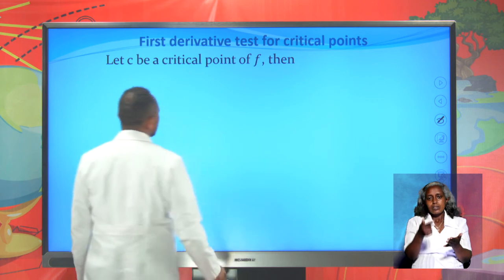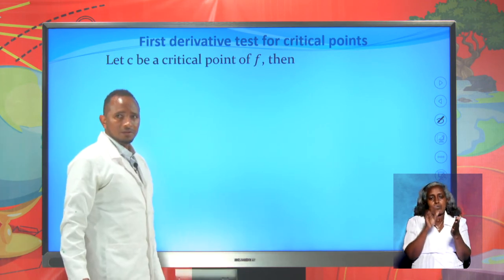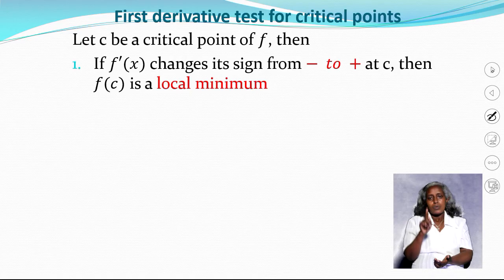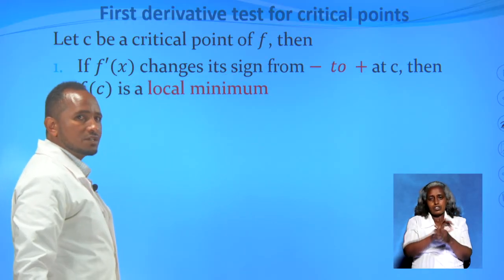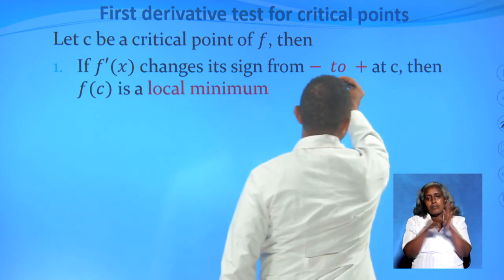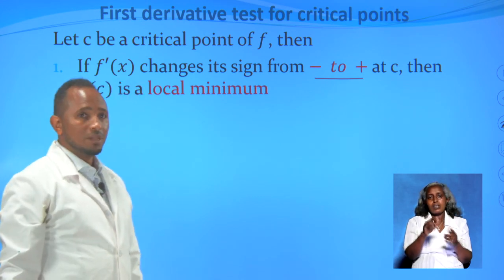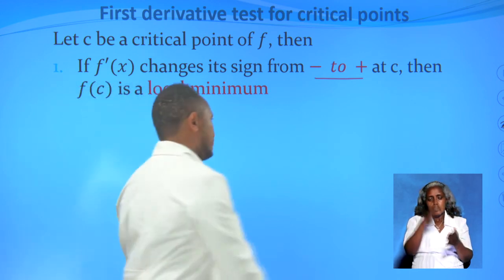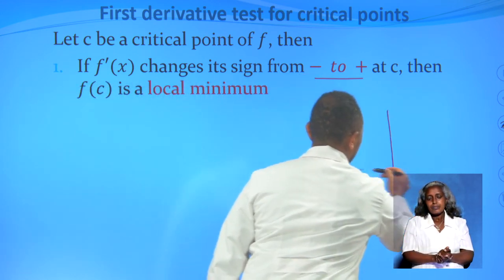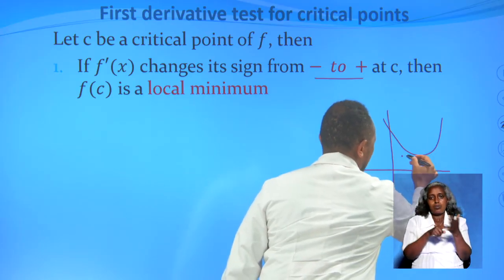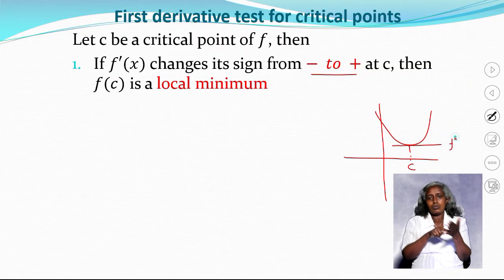Here, let c be a critical point of f, then, 1, if the derivative of the function changes its sign from minus to plus at c, then f of c is a local minimum point. Look at this one graphically. Let's take this function. This point is a critical point because the slope of the tangent line at this point, the derivative at c, is 0. c is a critical point.